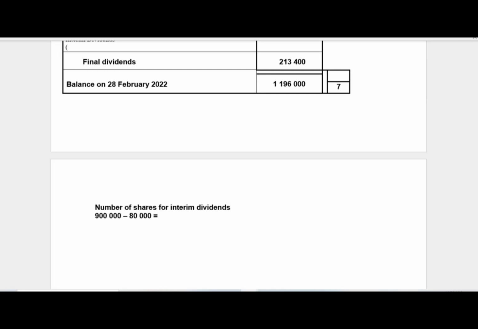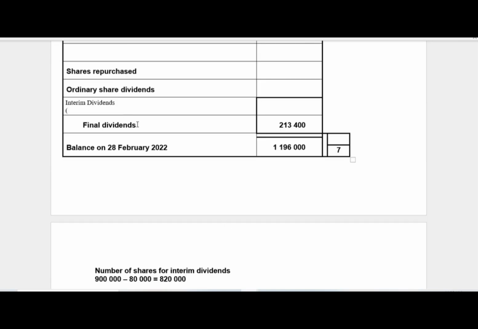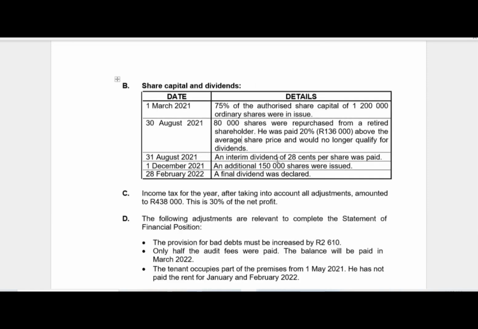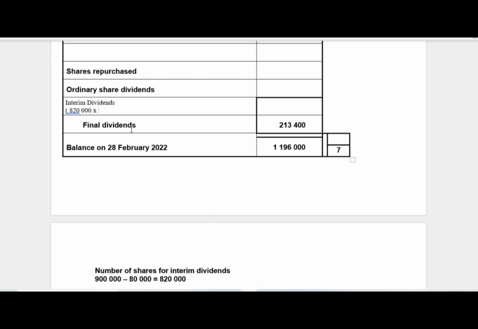So now how much then? It's going to be 900,000 minus 80,000. So we are going to calculate interim dividends based on the number of shares that are there, which is 820,000. Remember, to calculate the dividends, you say total number of shares issued multiplied by the dividend per share. So 820,000 you multiply by, they said interim dividends of 28 cents per share was paid. So 28 cents is going to be 0.28, right there.